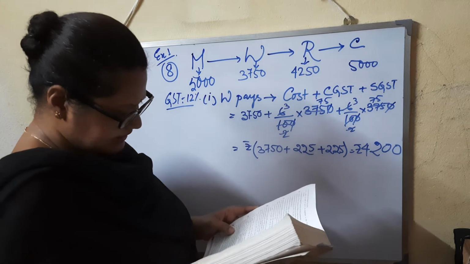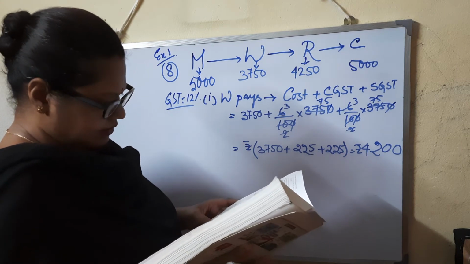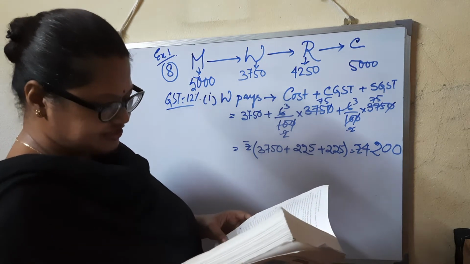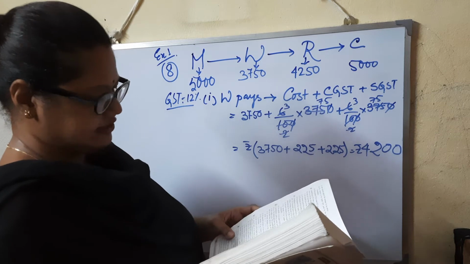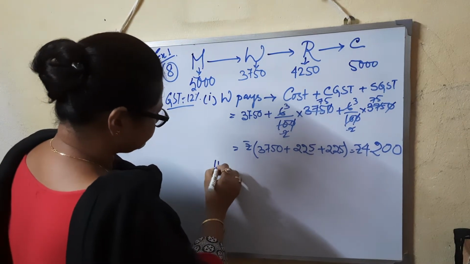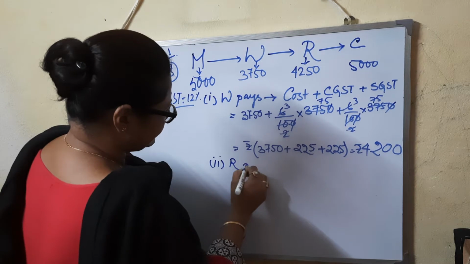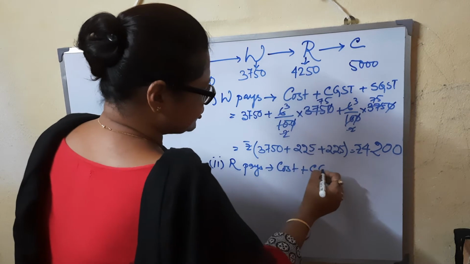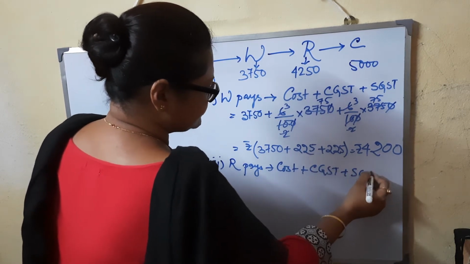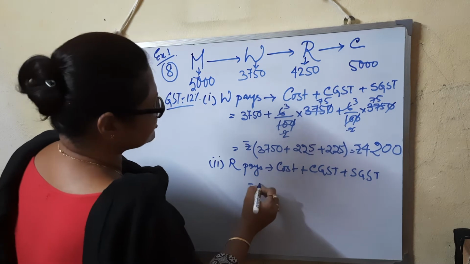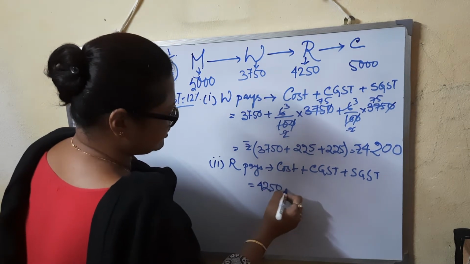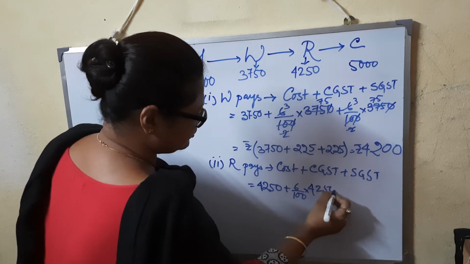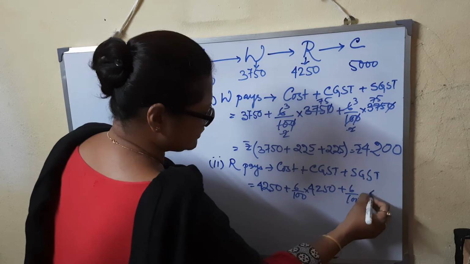Okay. Now the next part. The amount inclusive of tax and the GST which the retailer pays for the article. Okay, so the retailer pays, same way, cost of the retailer plus CGST plus SGST. So how much was the cost of the retailer? 4,250 plus 6% of 4250.